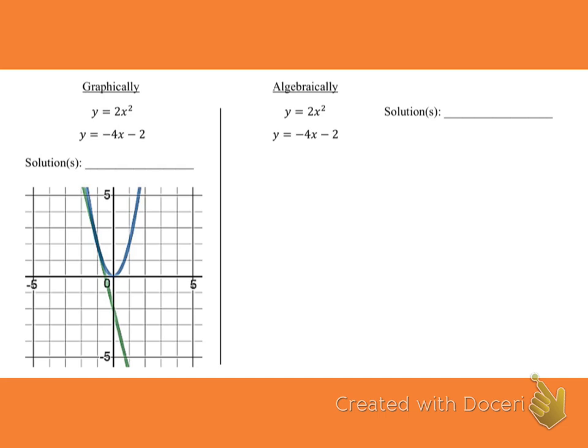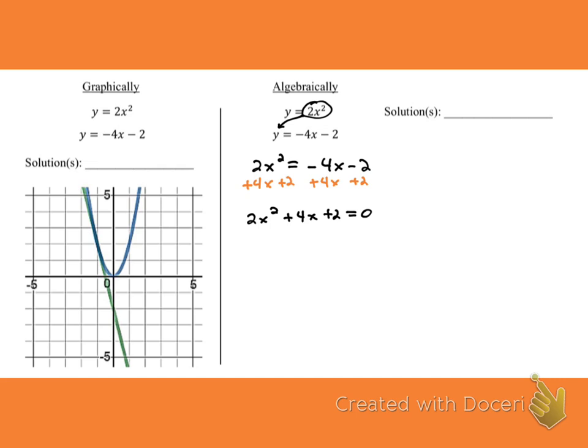All right, here, this one's a little different. There's only one point of intersection. It's hard to see. So I'm going to take 2x squared, substitute it in for y. And I have 2x squared equals negative 4x minus 2. So again, I want to keep the x squared positive, so I'm going to add 4x. Add 2, and I'll have 2x squared plus 4x plus 2 equals 0.